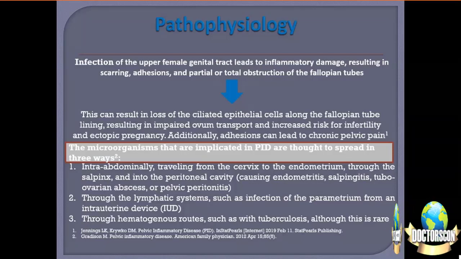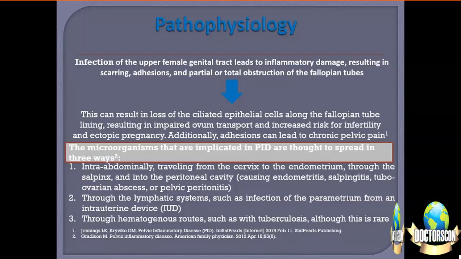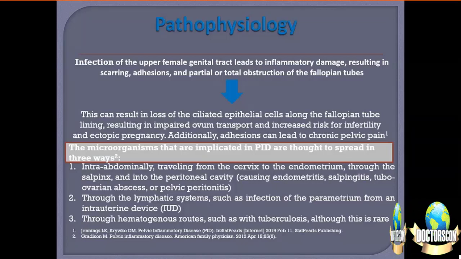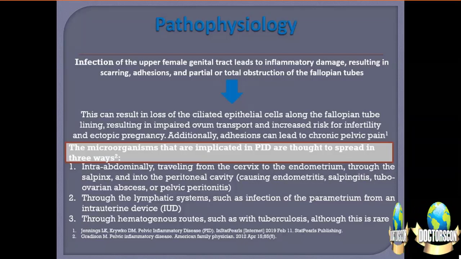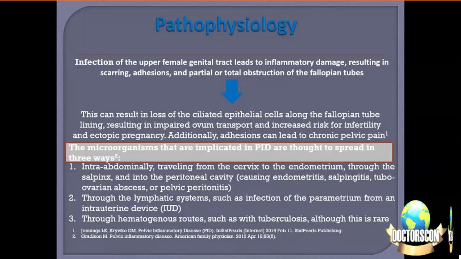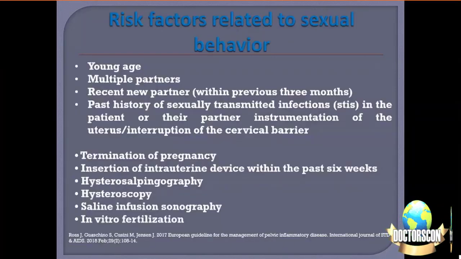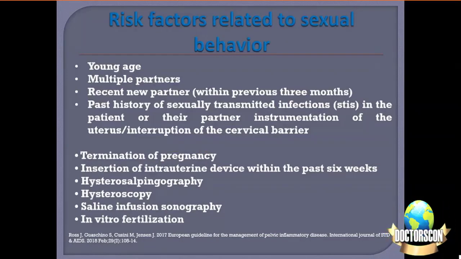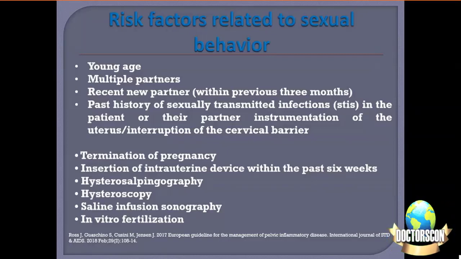So there are certain risk factors in relation to the sexual behavior of an individual, which put them at an increased risk to develop PID, such as young age, less than 25 years of age, multiple sex partners, a recent new partner, that is in the last 3 months, past history of sexually transmitted infections in the patient or their partners, instrumentation of the uterus, interruption of the cervical barrier.